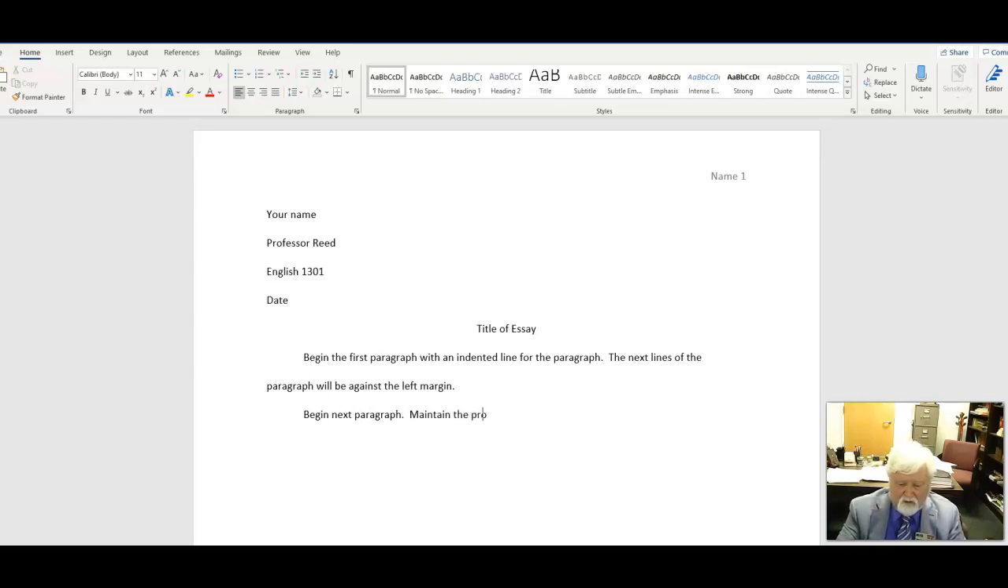Maintain the proper paragraph structure throughout the essay so that your formatting conforms to the MLA standard. And so there you go. That's how yours is going to look. Or at least that's how it should look. Of course, you're going to have much more developed paragraphs than those, but that's how the impression should be for you.